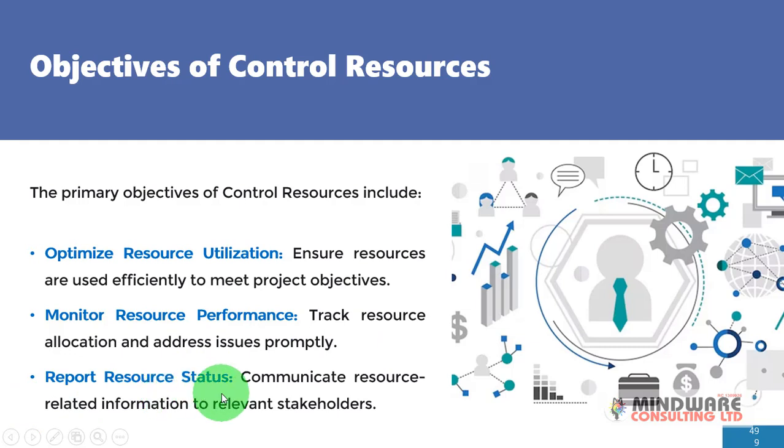Report resource status. Communicate resource-related information to relevant stakeholders. Whatever the status of your resources is, based on the assessments you've done from time to time, you should be able to communicate that status to the relevant stakeholders for your project, to keep them abreast and apprised just in case you require changes at any point in time. These are the objectives that you should have in perspective in the course of this section.